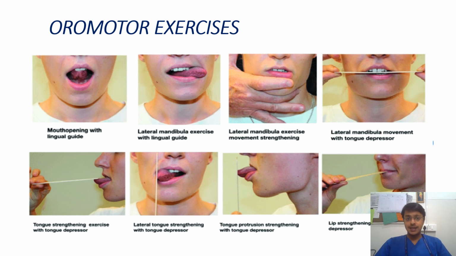The first one we can see is a tongue glide. The second one is the lateral mandibular exercise with a lingual glide happening at the same time. Then we have various exercises where we give pressure to the jaw and the patient is made to open the jaw or close the jaw against resistance, leading to physiotherapy of the jaw. Then there are various exercises of the tongue where a spatula can be used to provide resistance, and forward, lateral or tongue protrusion exercises can be done.